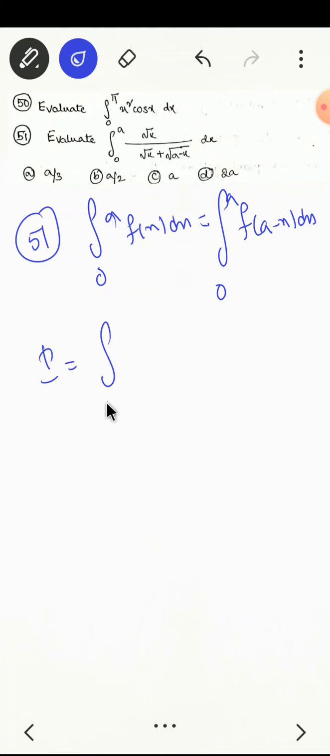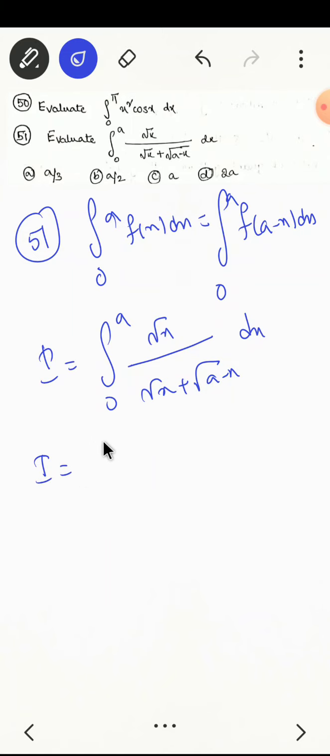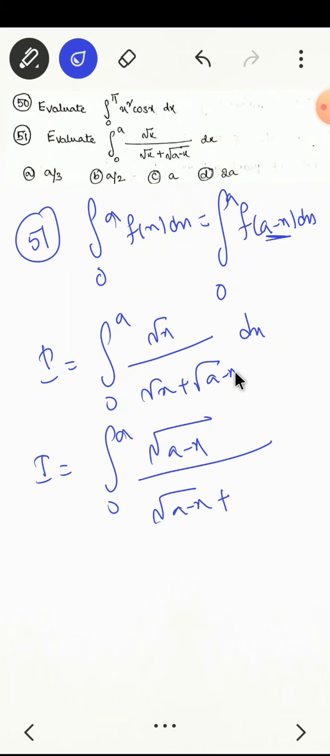First they have given the integral from 0 to a of root x by root x plus root a minus x dx. So I can write this as the integral from 0 to a, wherever x is there, I can write a minus x. So root over a minus x by root over a minus x plus, here I can write root over a minus x, and again you will get root over x here, into dx.